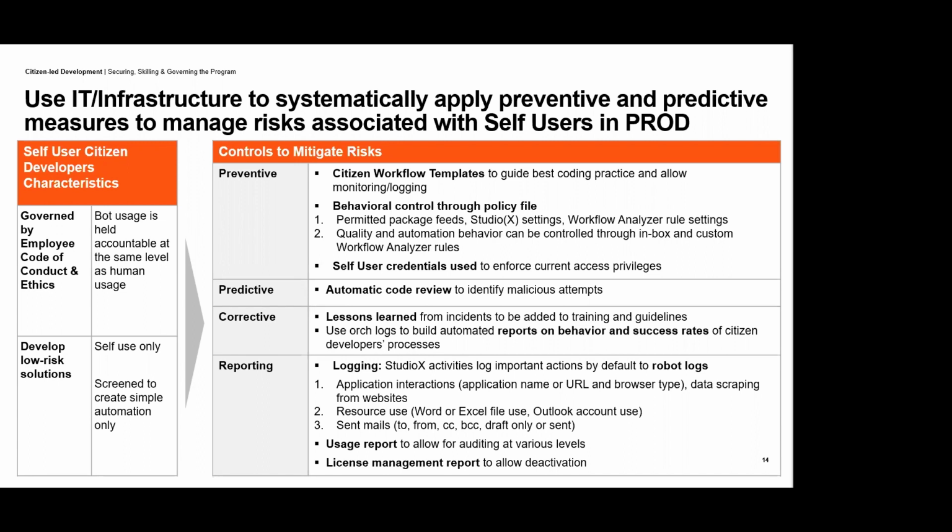And then for predictive controls, again, the automatic code review can help identify malicious attempts. For example, if the company has specific patterns they want to prevent, they could write a custom workflow analyzer rule to detect obvious misuse patterns and flag these as errors using the built-in governance support. Then when citizen developers hit it during the enforced automatic code review as part of the run or publish process, the flags can be logged and COE can be notified.